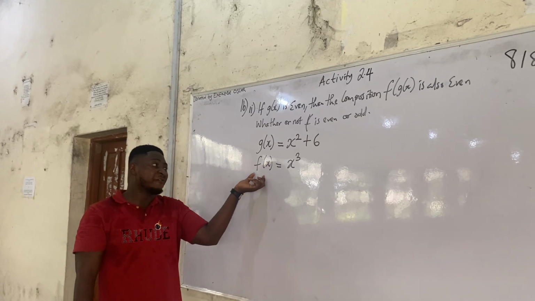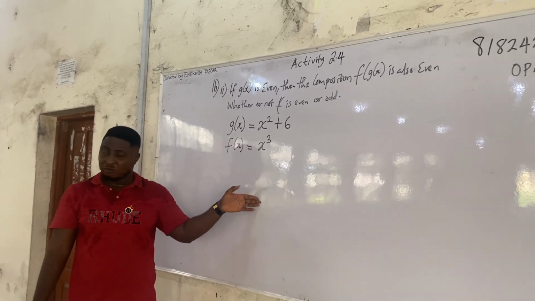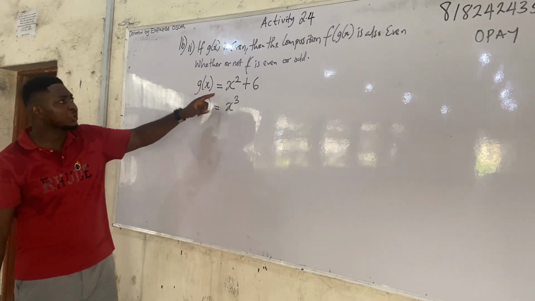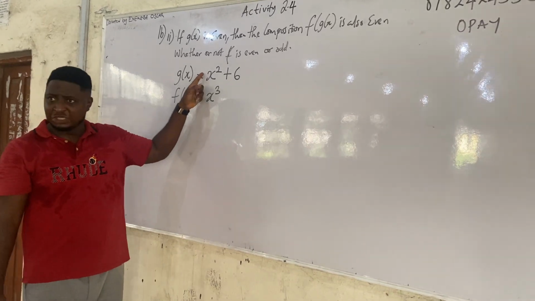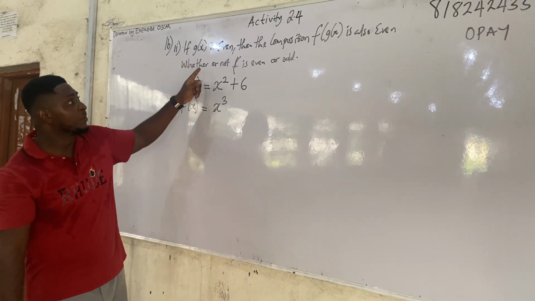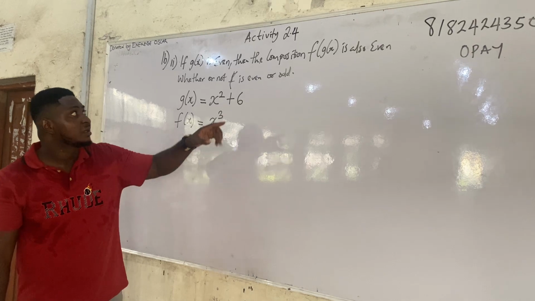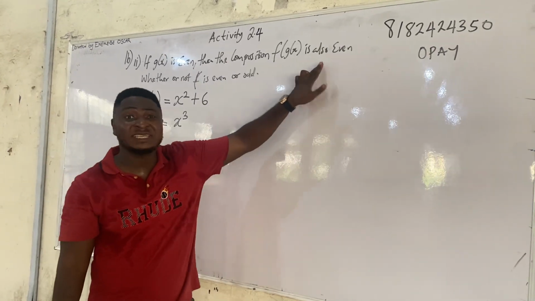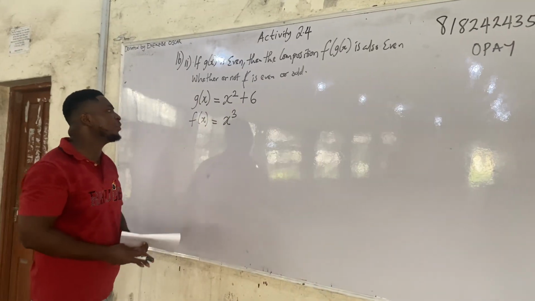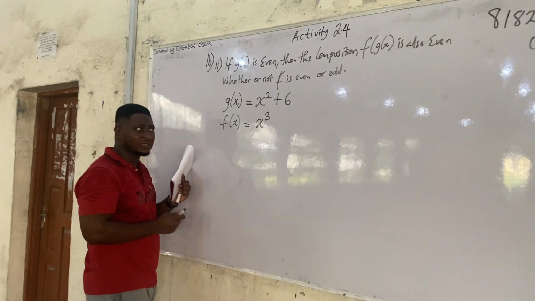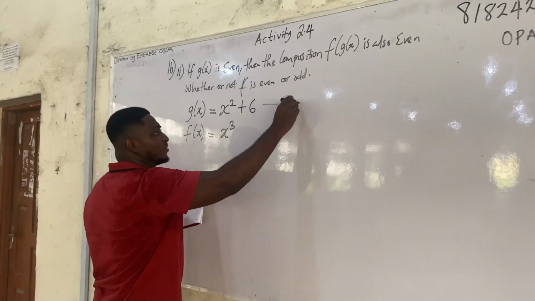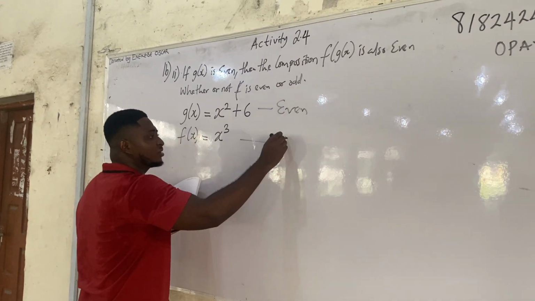Now, no matter what f of x is, whether even or odd, by the time we find the composition of f of g of x, it will still be what? Even. Then the composition f of g of x is also even. So we want to prove that. So we need to first find f of g of x. Do not forget this is even and this is odd.